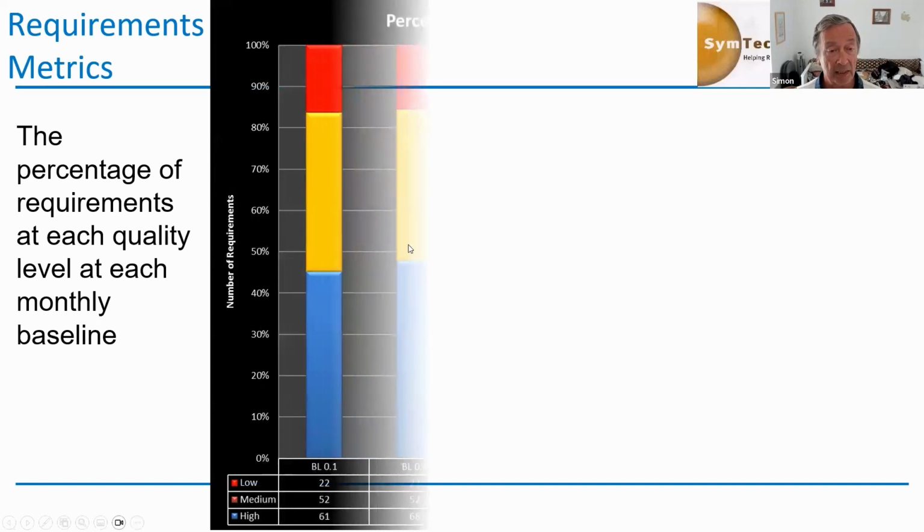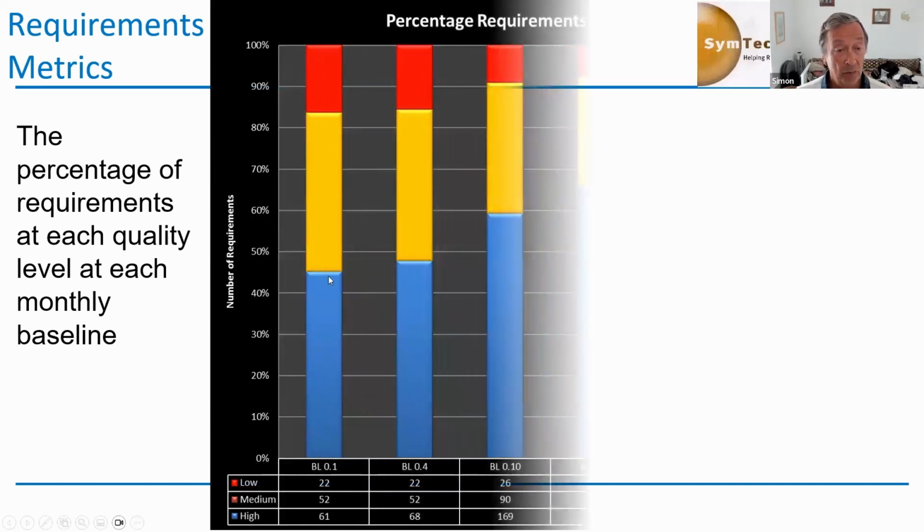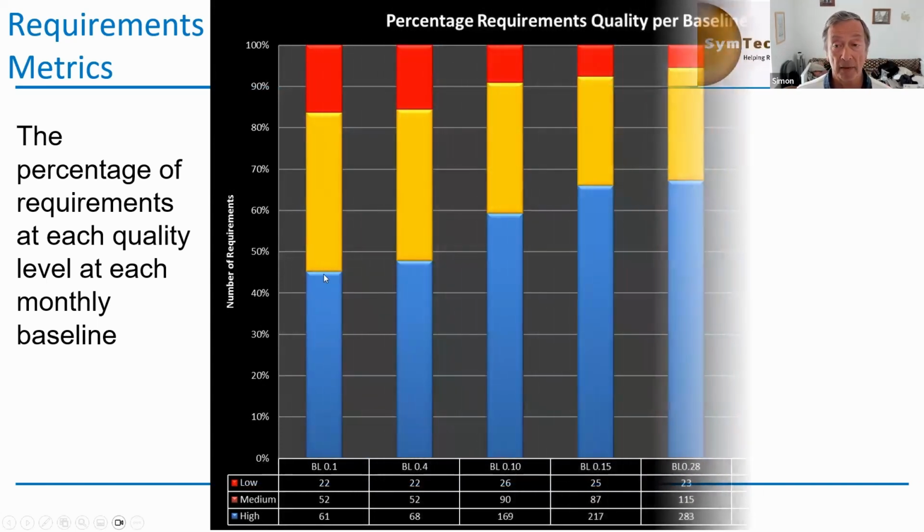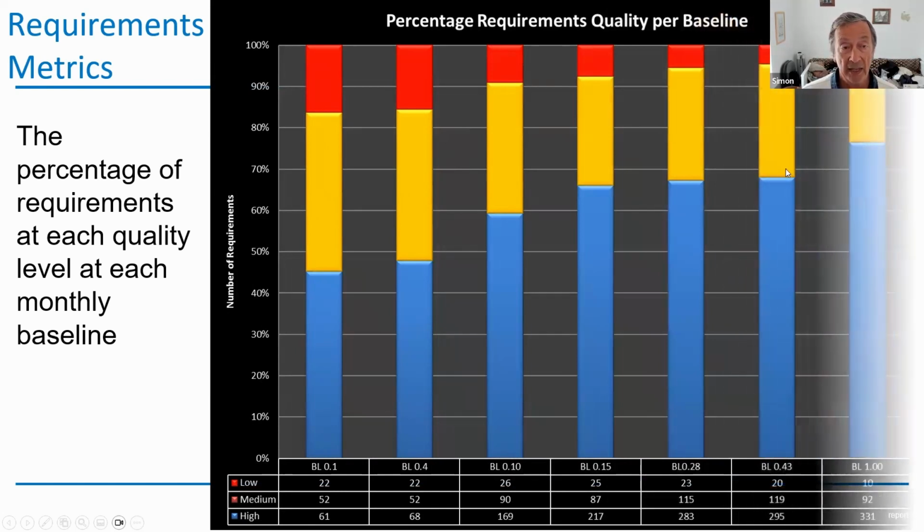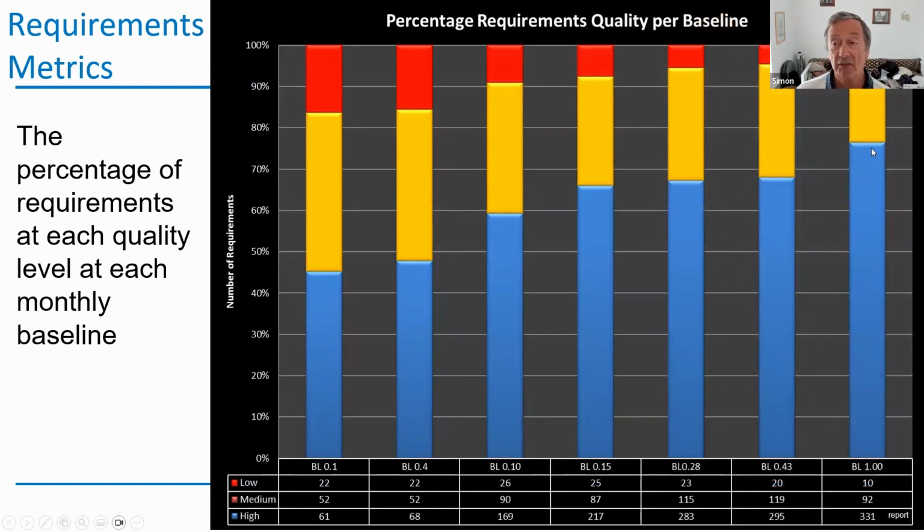So when we started, at a high level, we were at 45%. And by the time we got to the end, they were just over 75%. We'd also shrunk the medium, but we never got rid of all the bad ones. And that's okay. Don't aim for perfection. There are times when, yes, you have to determine the risk of going forward with some low quality requirements.